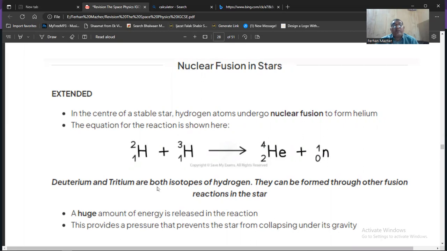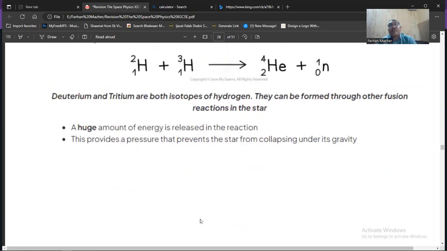Deuterium and tritium are both isotopes of hydrogen. They can be formed through other fusion reactions in the stars. A huge amount of energy is released in the reaction. This provides a pressure that prevents the star from collapsing under its gravity.